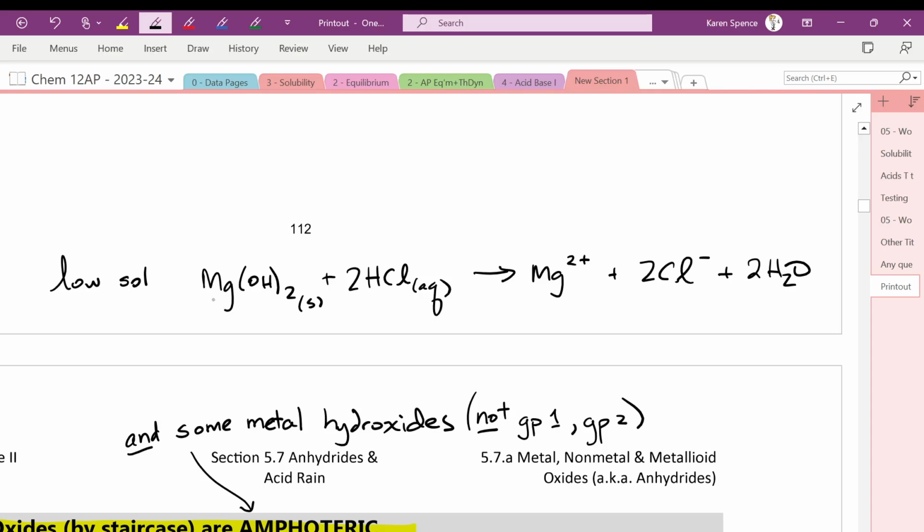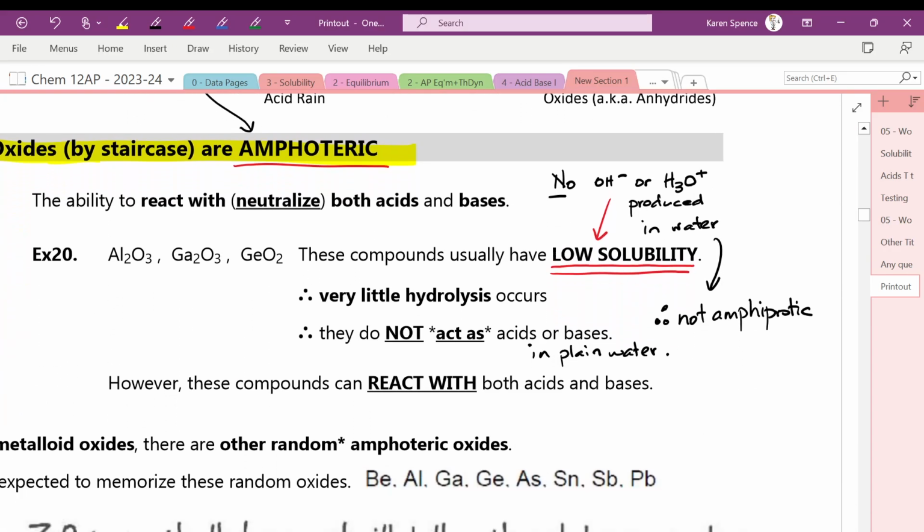So do you see how that magnesium hydroxide is on its own not going to be very basic because it is low solubility? But it can react with an acid, and I can in fact get it all to react with an acid, because the acid will drag it to completion. That is what is happening here.